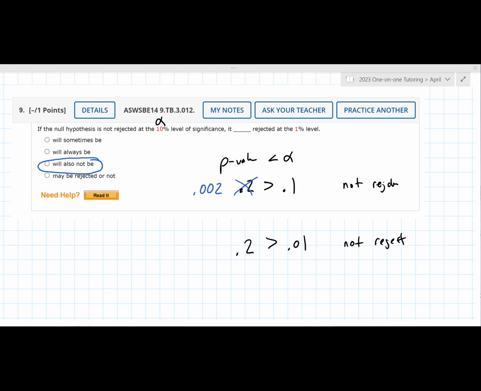I don't know if you had any of these on your last test, but it was kind of like: if n increases, what happens to the confidence interval? If C increases or alpha increases, that's the style of question that these are.